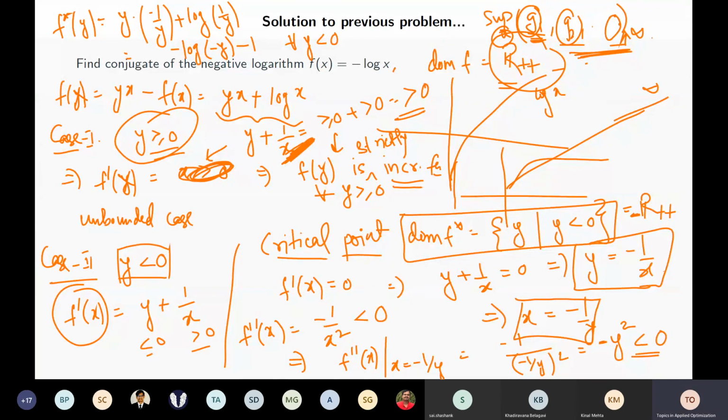So this is the conjugate of log of x. We have 3 more examples to play with.